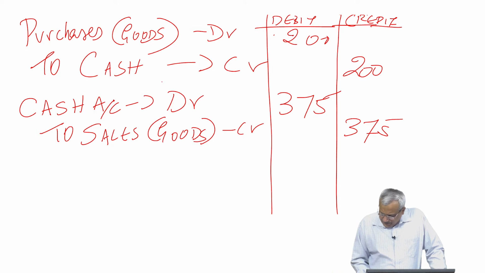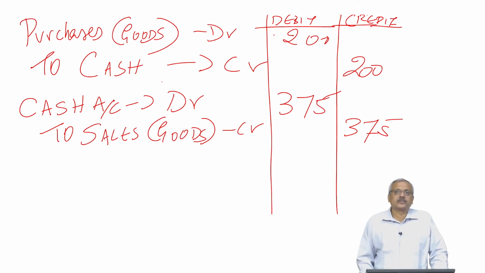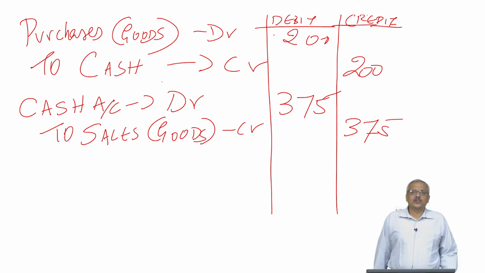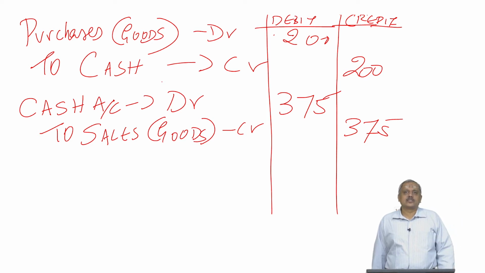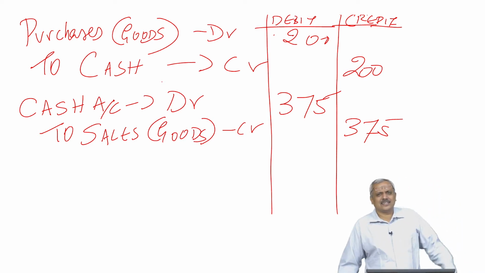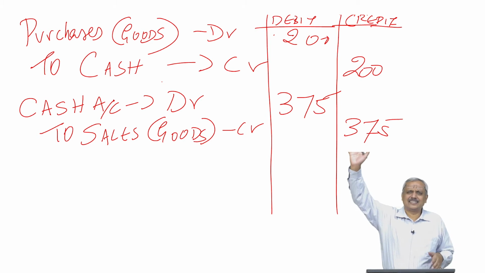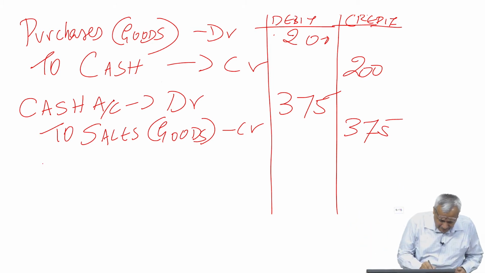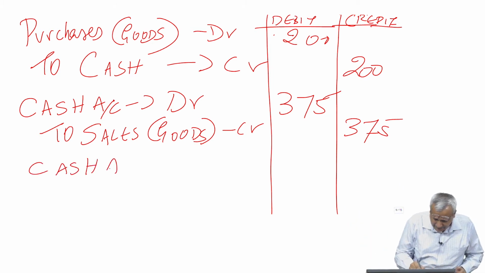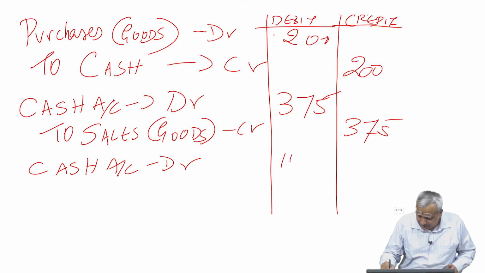Moving further, if I look at the 19th transaction, it says withdrew from bank for office use rupees 1000. Now, what is happening? One asset is reducing, another asset is increasing. What is the asset that is increasing? Cash is the asset that is increasing. Debit what comes in. What is coming in? Cash is coming in, cash account is debited, to the extent of 1000.